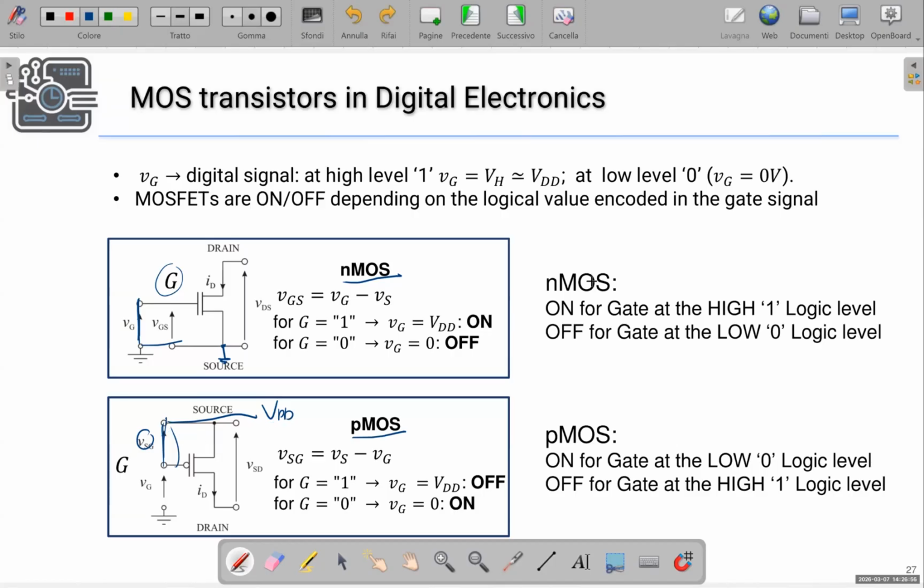Okay? So the NMOS is on for a gate input at the high logic level and is off for a gate input at the low logic level. On the opposite, the PMOS is on when the gate voltage is low and is off when the gate voltage is high.